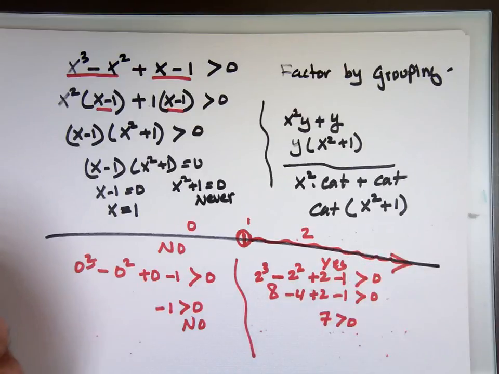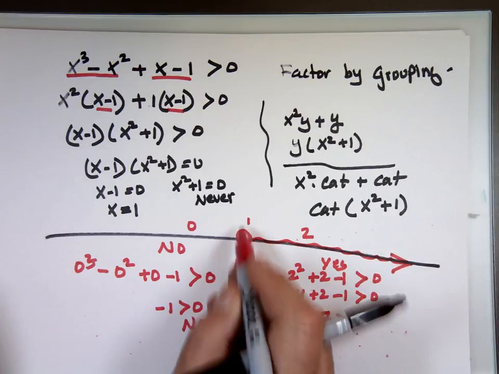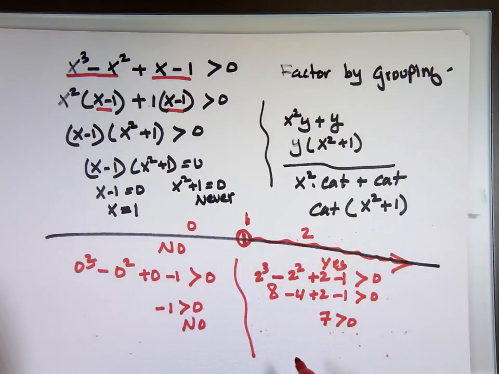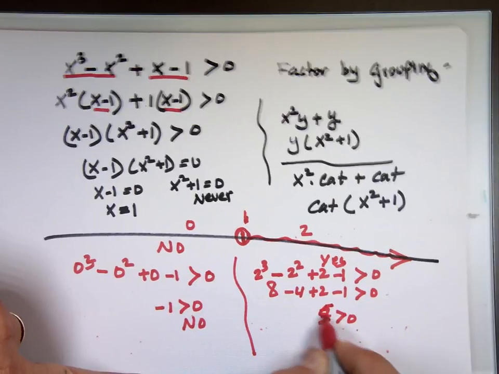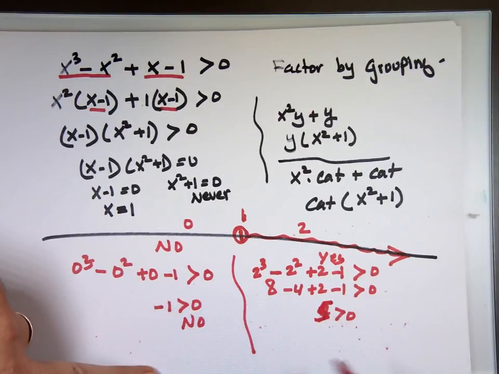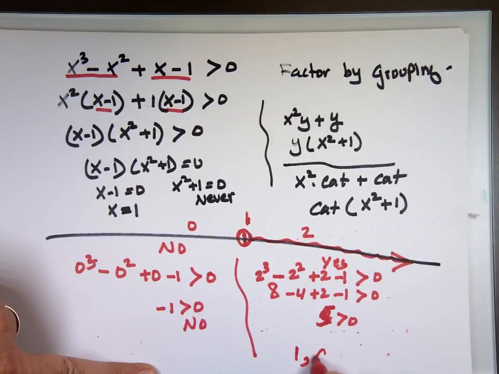What are the critical values again for? Just the 1. Just one. It's actually 5. Okay, whatever. One of those numbers. So it's from 1 to infinity, the solution.